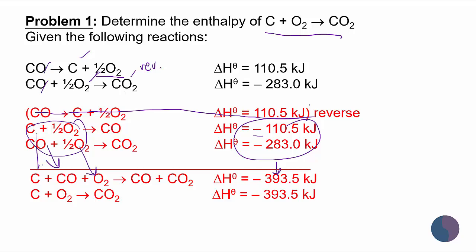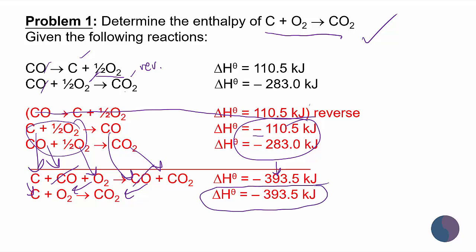There's the C, there's the CO, there's the CO, there's the CO2. These are on both sides, so they cancel out. And then I can just bring them down, and it looks exactly like the one up here. Okay, so the answer is minus 393.5.